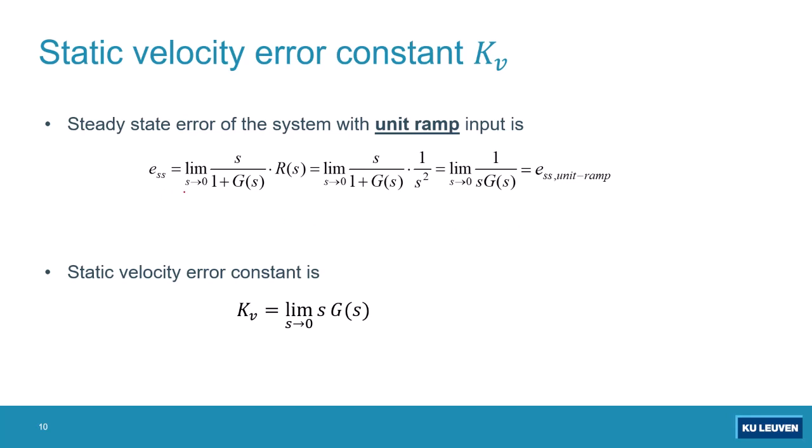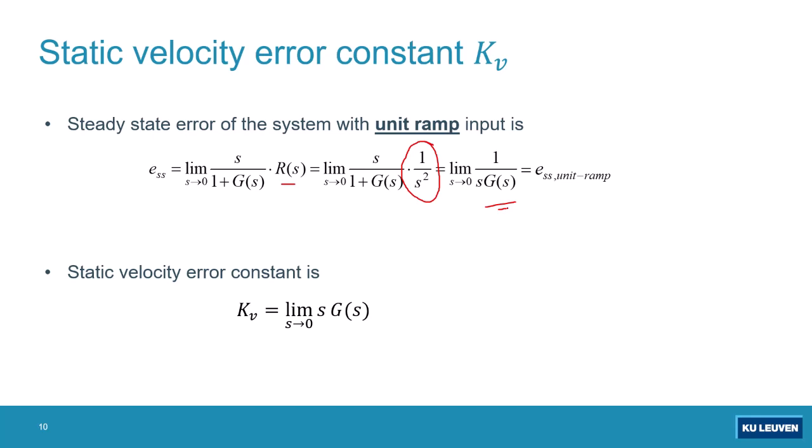Steady state error will be equal to limit s to 0 of s over 1 plus G(s) times R(s). But in our case here, R(s) is a unit ramp, and unit ramp in Laplace domain is equal to 1 over s squared. Therefore, the steady state error of a unity feedback system when a unit ramp input is given will be equal to limit s to 0 of 1 over s times G(s).